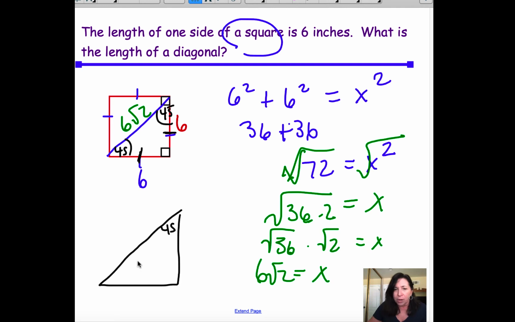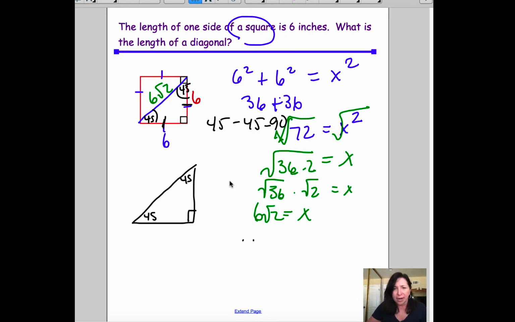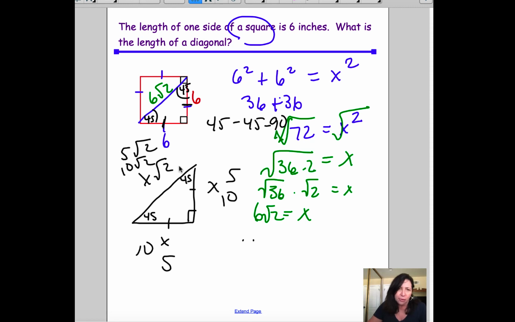Which means that if it's a 45, 45, 90, like this, 45, 45, 90, we call it a special right triangle. That means that whatever value this is here, it's the same right here. So that was x, that's x. This value right here will be x root 2. If this is 5, this is 5. This value will be 5 root 2. If that's 10, that's 10. This value is 10 root 2, like that. Okay? So that right there is special right triangles.